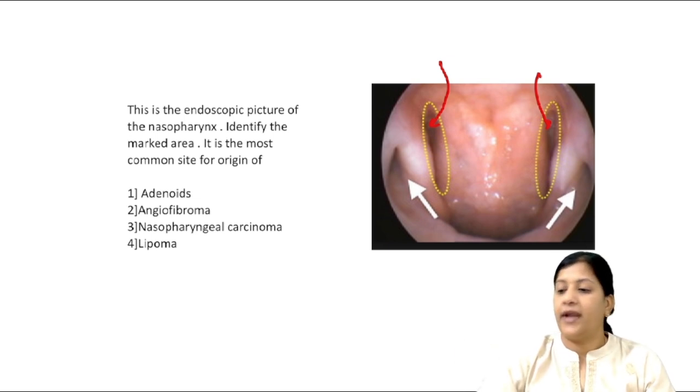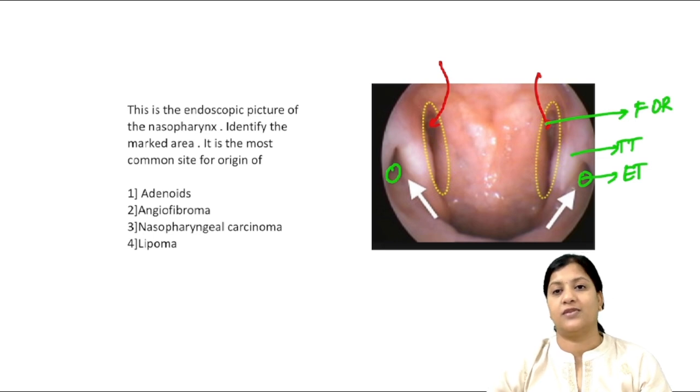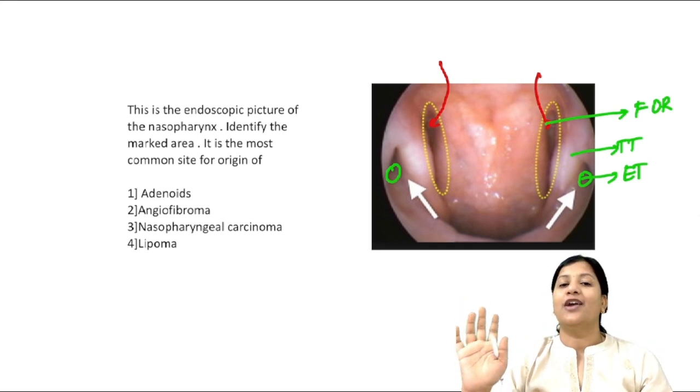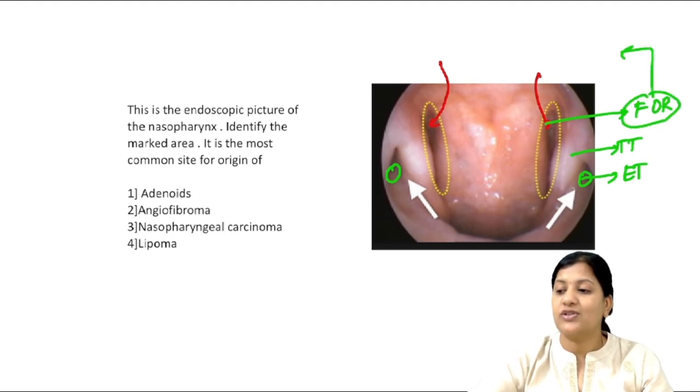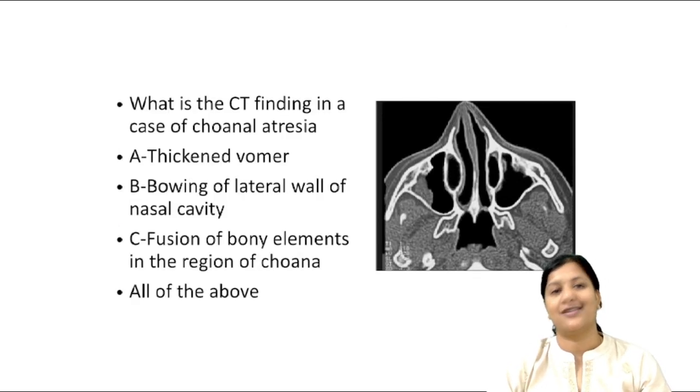So if we see the whitish marked structure, this is the opening of the eustachian tube in the nasopharynx. This eustachian tube is covered by a cushion. This cushion is called the torus tubarius. Behind that, there is a recess. This recess is called the fossa of Rosenmüller. So eustachian tube, torus tubarius and fossa of Rosenmüller are the structures that you see in the lateral wall of the nasopharynx. Now, fossa of Rosenmüller is the most common site of origin for nasopharyngeal carcinoma. So where does NPC originate from? Fossa of Rosenmüller. So the answer is nasopharyngeal carcinoma.